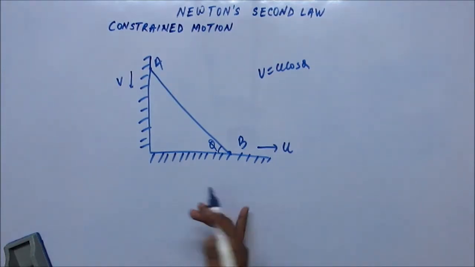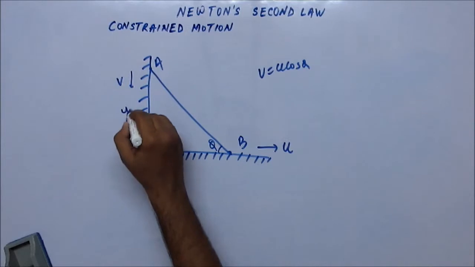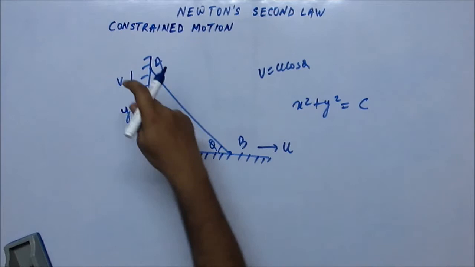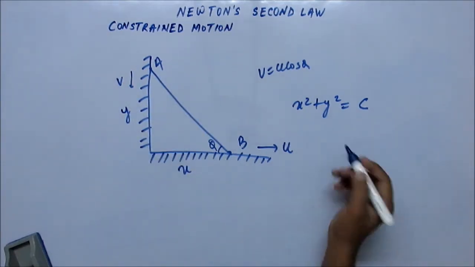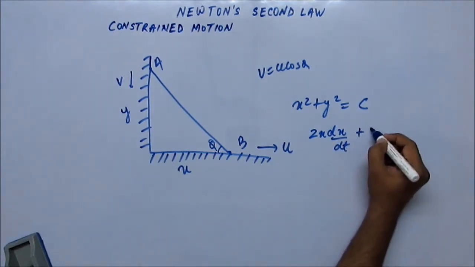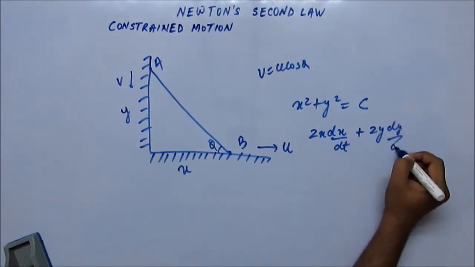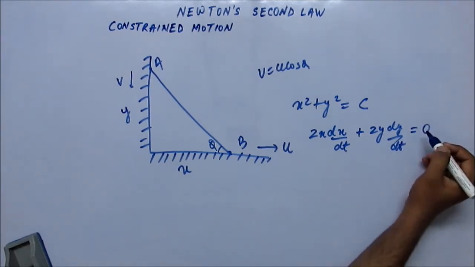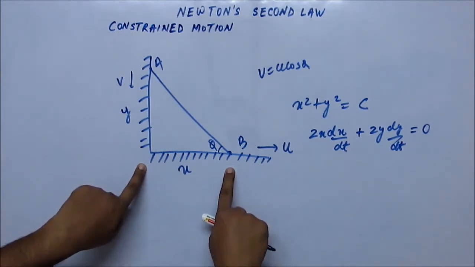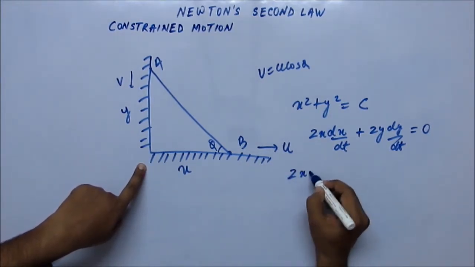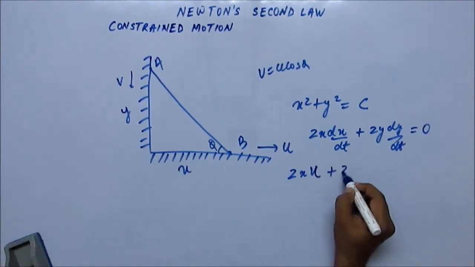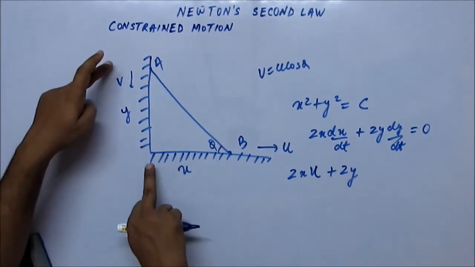You have to write a constraint relation. Let's consider this as y, this as x. Now x squared plus y squared is a constant, that is the length of the ladder. Fine. Differentiate it. 2x dx by dt plus 2y dy by dt is equal to 0. dx by dt is the velocity of point B. So 2x times the velocity of point B, which is given as u, plus 2y dy by dt.